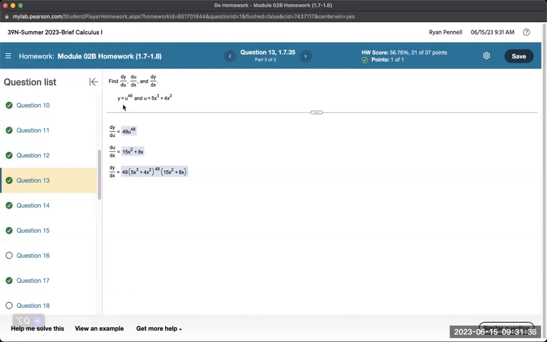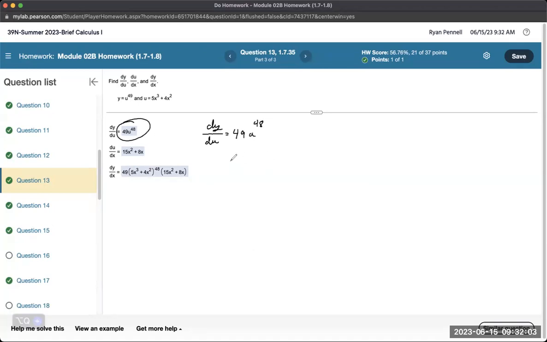Okay, let's see what we have here. We have y equals u to the 49th, and then we have u defined as this polynomial, and we're asked to find dy/du. Well, that's not so bad. dy/du, bring down the 49, u to the 48th. That's not too bad.